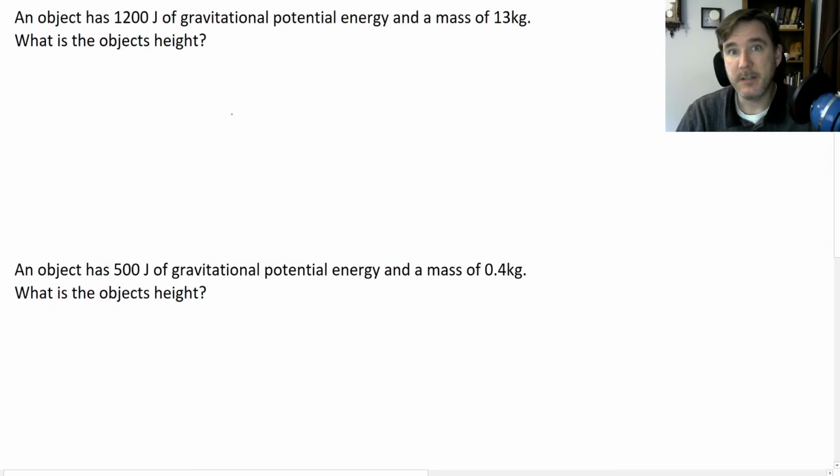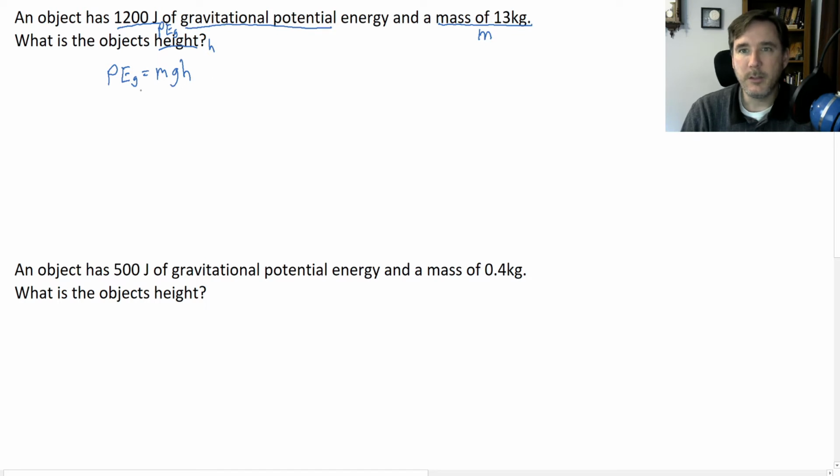So in this case, an object has 1200 joules of gravitational potential energy. So this is going to be PEG, and a mass of 13 kilograms. So this is going to be our mass. We want to know the object's height, which will be our h. Okay, so pretty straightforward. We're going to obviously be dealing with the equation PEG is equal to mgh.